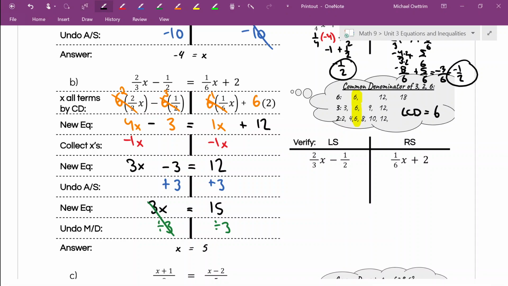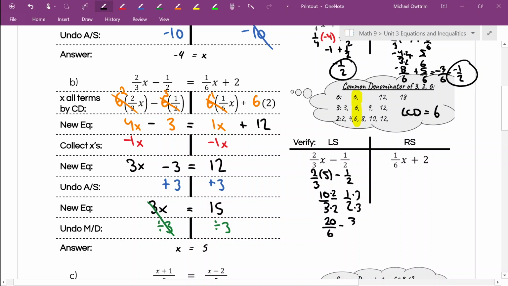We substitute in that 5, we'll have our 2/3 times our 5 minus 1/2. 2/3 times 5 is 10/3 minus 1/2. Our common denominator here is 6. So we'll get 20/6 take away 3/6, and that'll be 17/6 as the value of the left side.